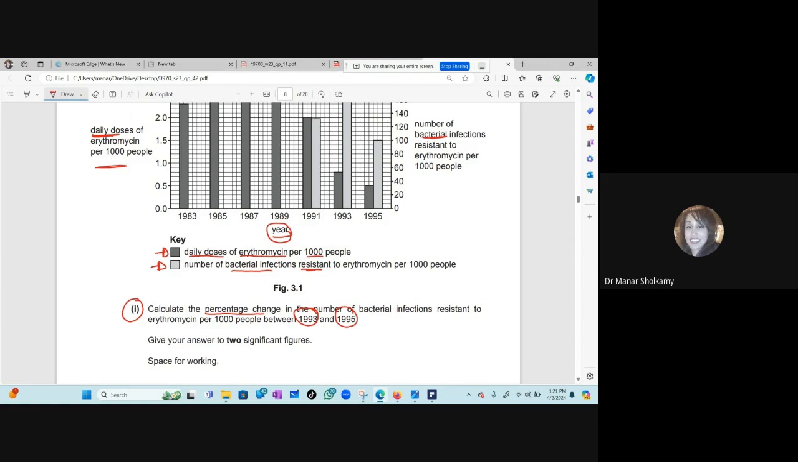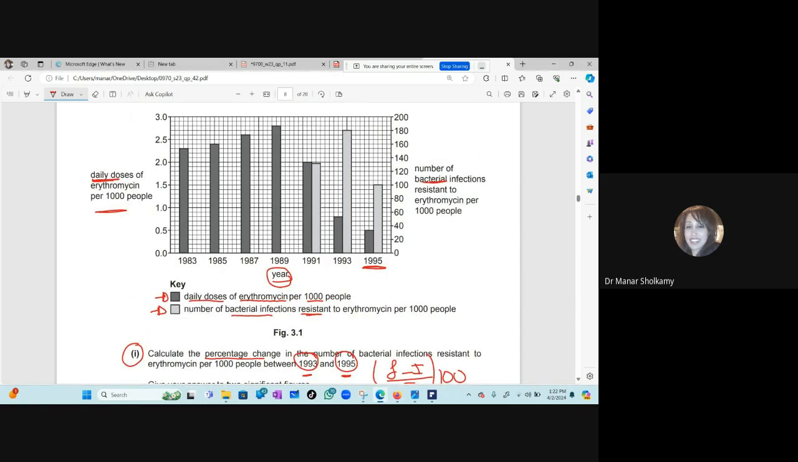Who will remind me of the formula? Final minus initial over initial times 100. Correct. So the first thing we do, we want to find the final and the initial. So the final will be 1995 or 1993? 1995. Correct. So we'll go to 1995. They want the percentage change in the number of bacterial infections. So don't get confused. We will use the values on this side, the number of bacterial infections. And which bar? The light bar or the dark bar? Look at the key. The light bar. Correct, the light bar. So this can cause lots of confusion.